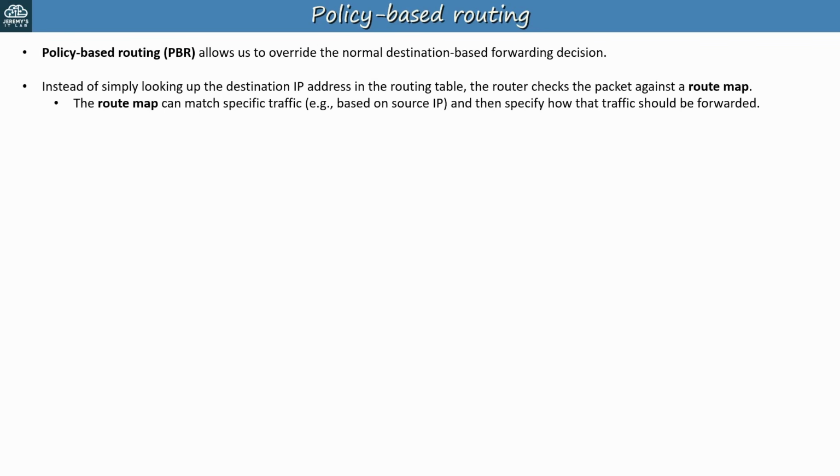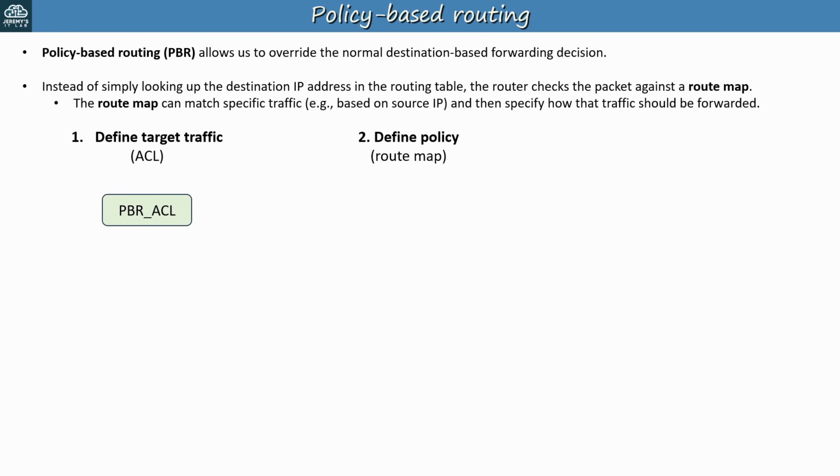Before we look at any details, let's look at the big picture. First, we have to define the target traffic using an ACL. This ACL defines which traffic should be policy routed. I'll use an ACL called PBR ACL. The second step is to define the policy. In other words, define how the target traffic should be forwarded. This is where we use a route map.